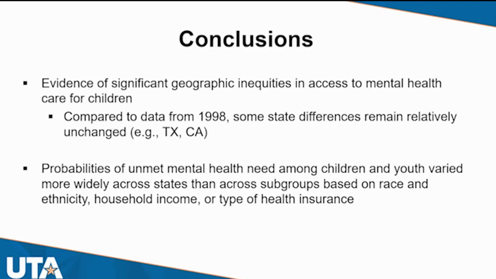The comparison suggests that while policies have continued to evolve and change over the last 20 years, there are likely deeply entrenched policies, processes, or conditions in some states that change minimally over time. This is also consistent with evidence that significant federal and state policy changes, including mental health parity legislation, the Affordable Care Act's essential benefits mandate, and other changes at the state level have done little to increase access to mental health care for children, because this is about the same as what we saw in 1998. Probabilities of unmet need among children and youth varied more widely across states than across other subgroups.